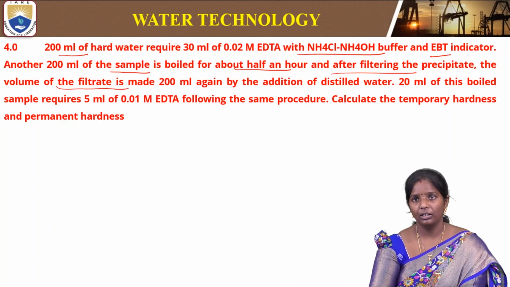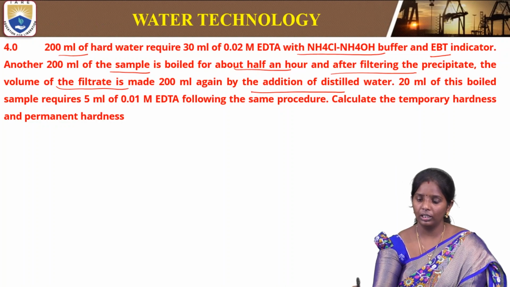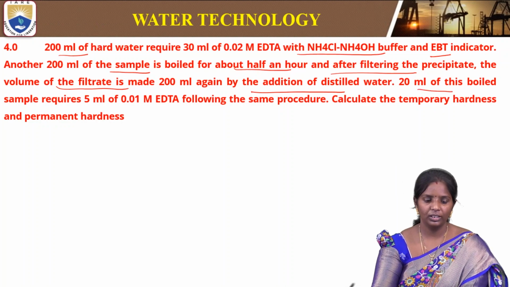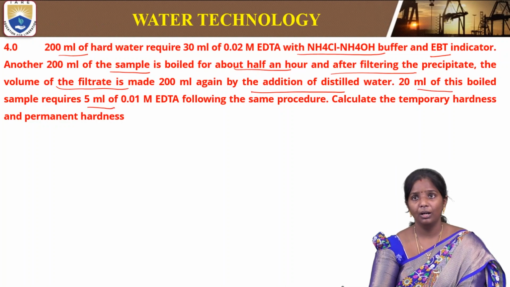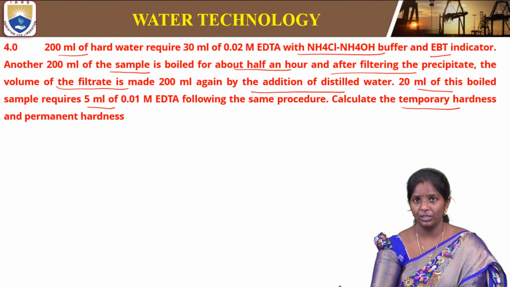The volume of filtrate is made up to 200 ml. Why are we making it up to 200 ml? Because the initial volume is 200 ml, by adding distilled water. 20 ml of this boiled water requires only 5 ml of 0.01 molar EDTA. Following the same procedure, calculate the temporary hardness and permanent hardness.